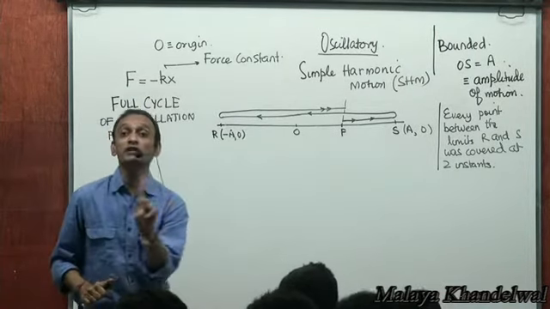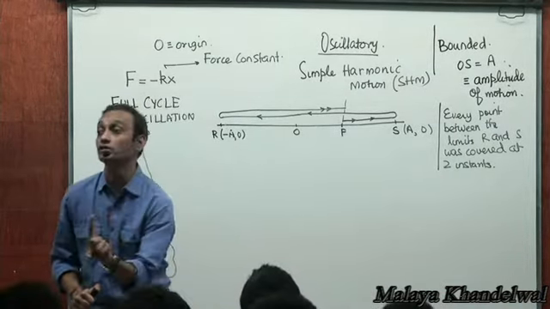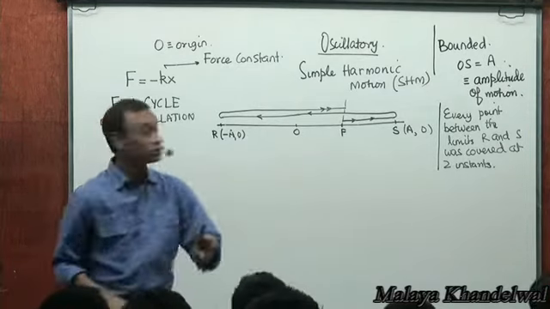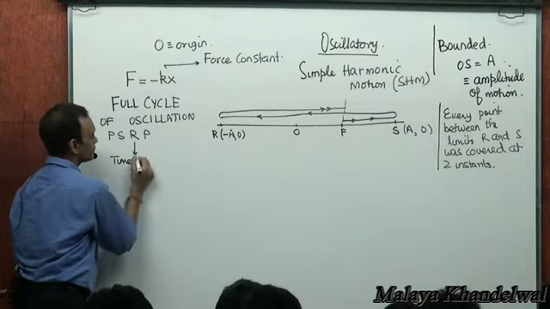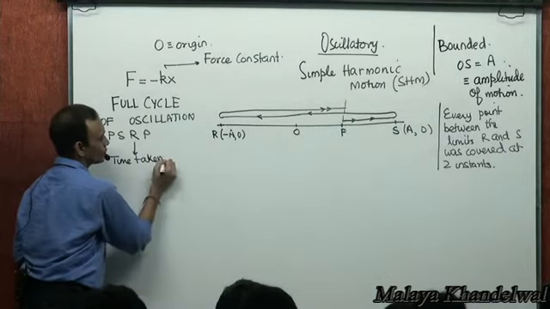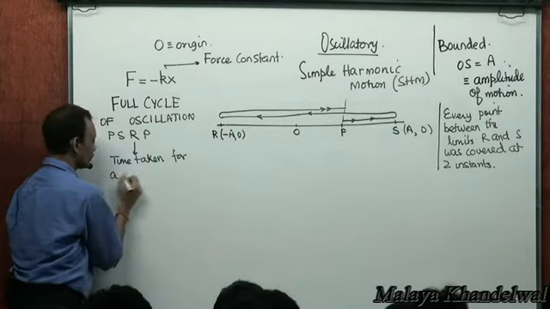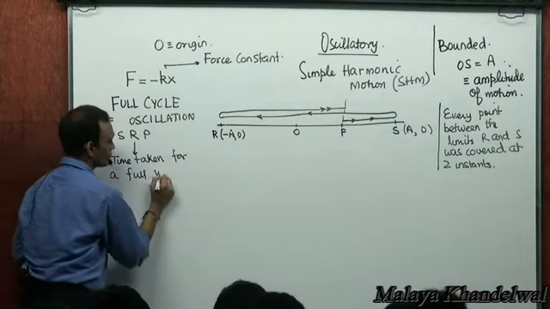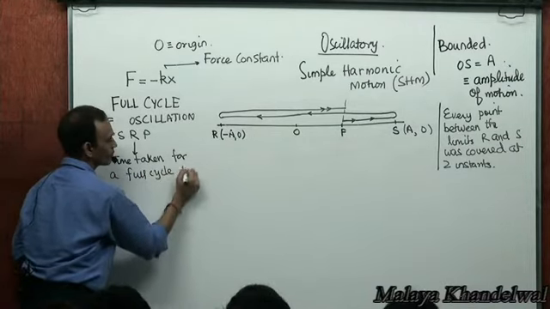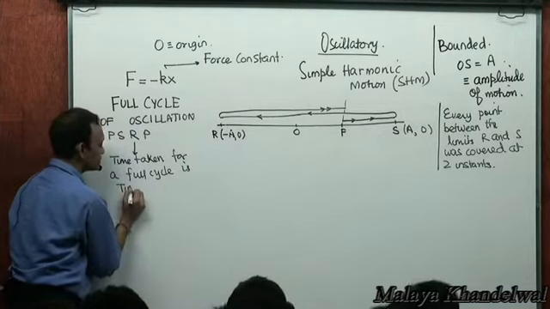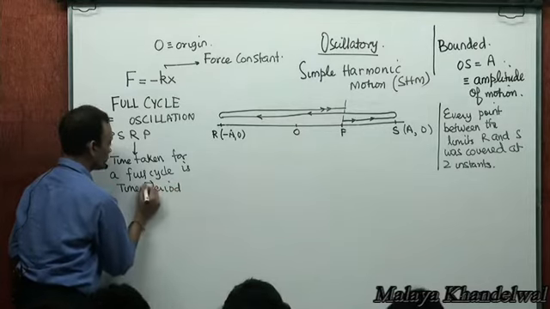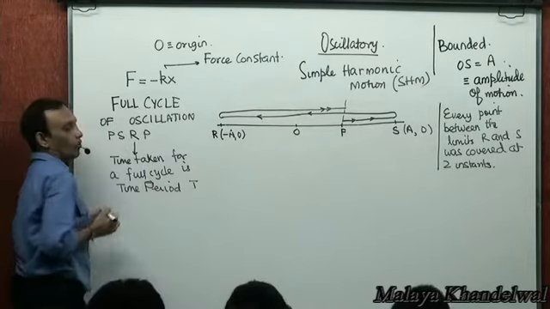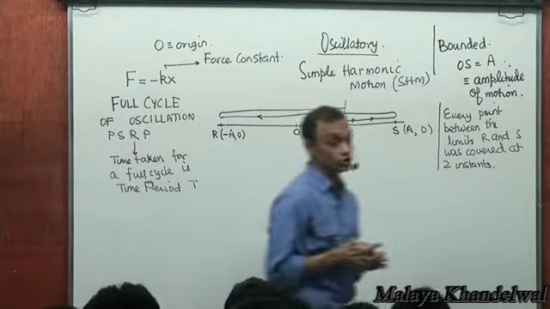And the time taken to execute one full cycle is called the time period of motion. The time taken for a full cycle is time period T of the motion.